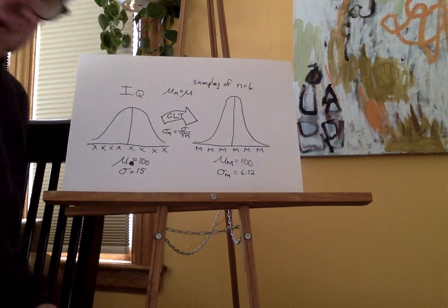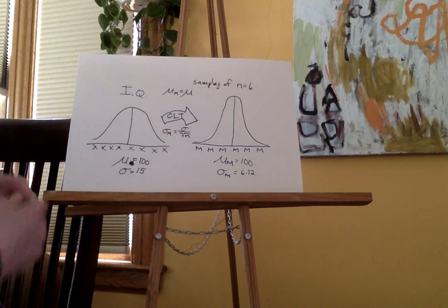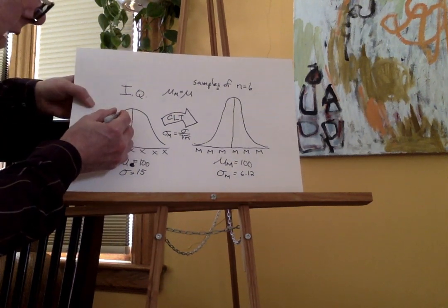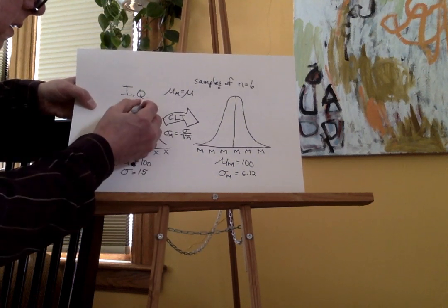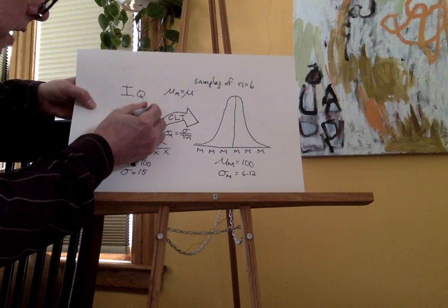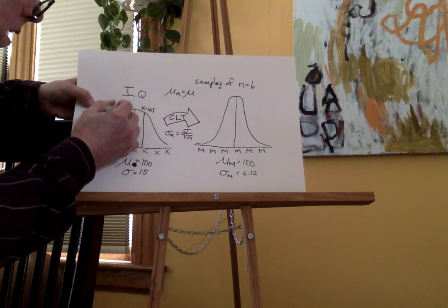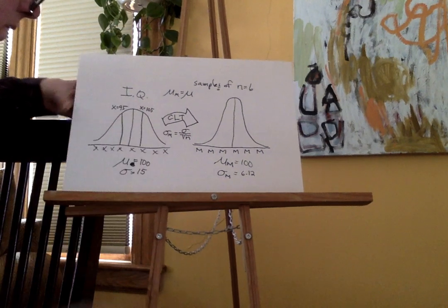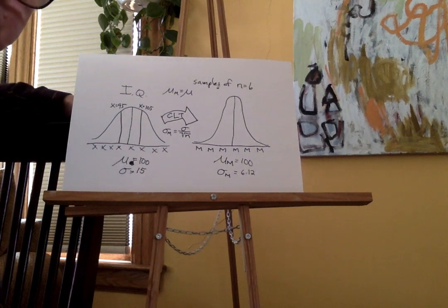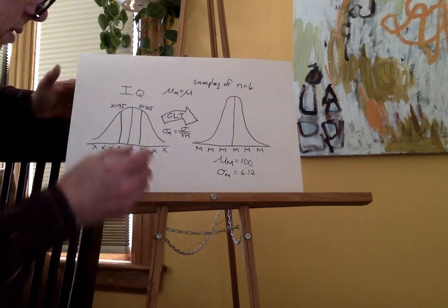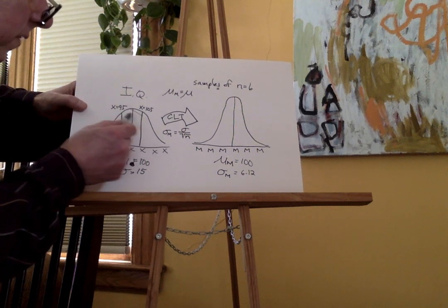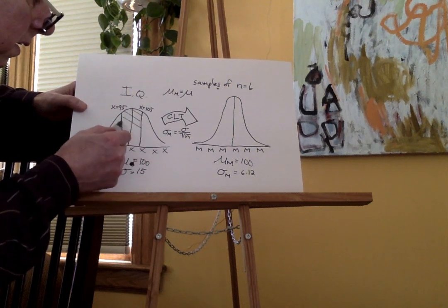So first step first, what is the problem asking? Within 5 points. So that means an X score of 105, an X score of 95. Anything in between those is within 5 points, okay? And that's the first thing you have to realize to start this problem.